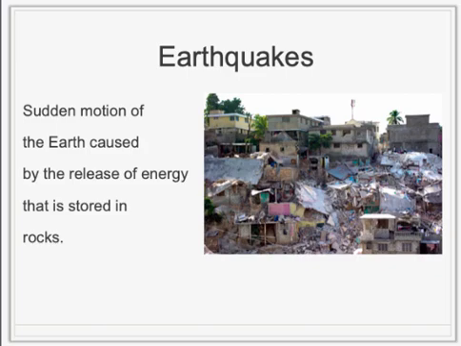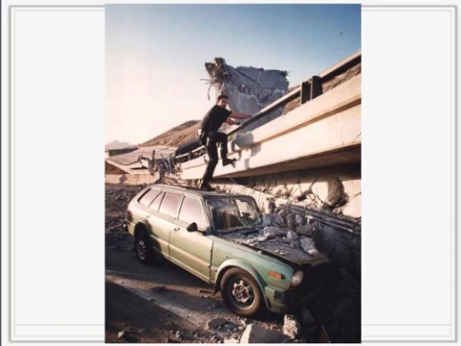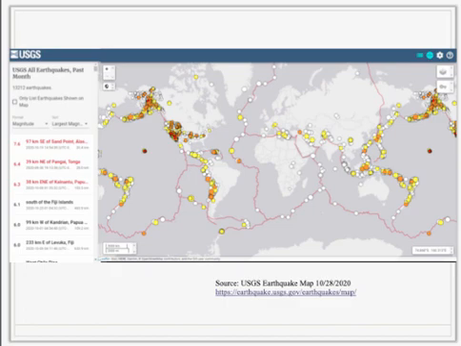This picture is from the earthquake that rocked Haiti in 2010. And here's a picture of Italy in 2016. Fortunately, most of the earthquakes that occur are small and less damaging. This is an extremely important topic because earthquakes happen all the time in parts of the world.